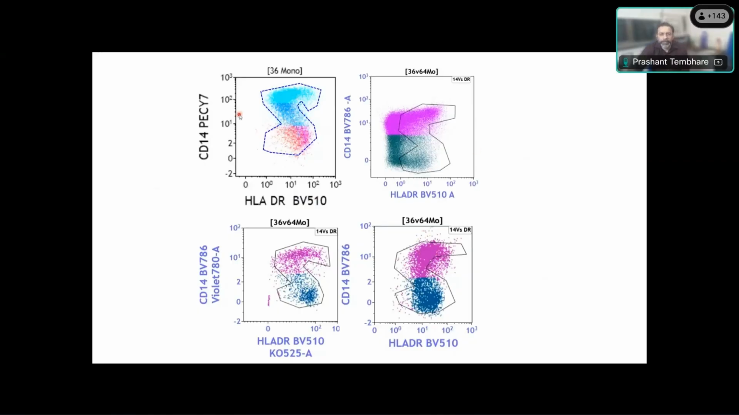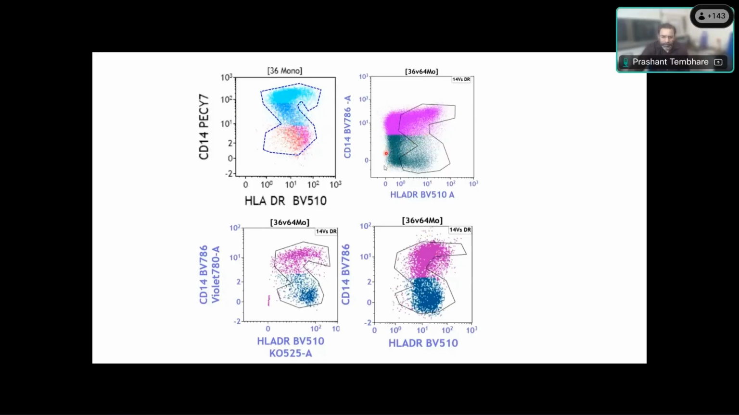Again, in case of CMML as MDS, what abnormality do we see? The usual abnormality seen is the loss of HLA-DR. Here you see the normal maturation pattern, here the abnormal maturation pattern. The cell still shows maturation, but with loss of HLA-DR, so the expression of HLA-DR has become negative.